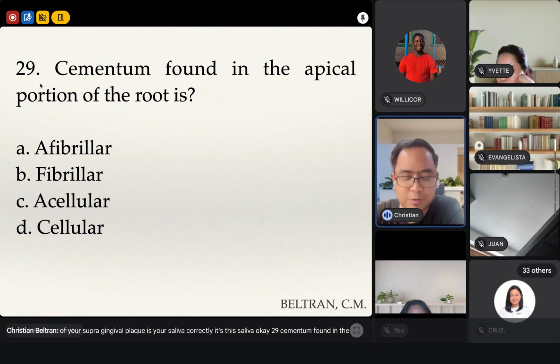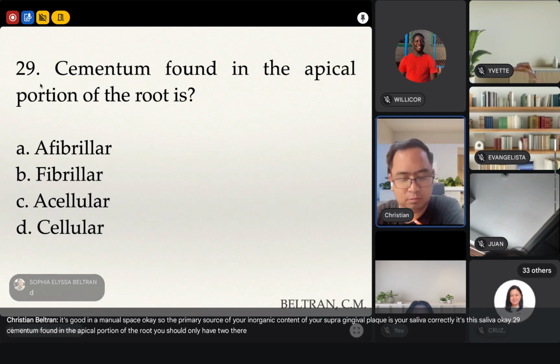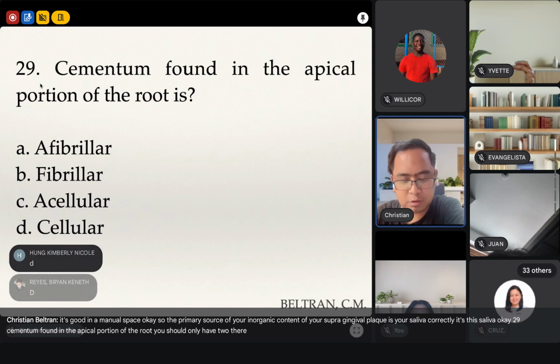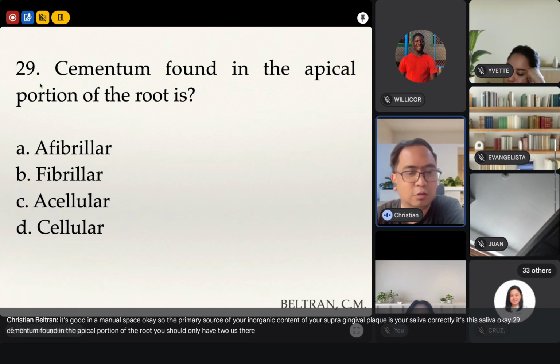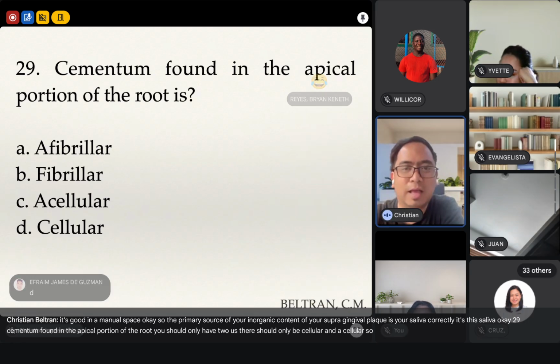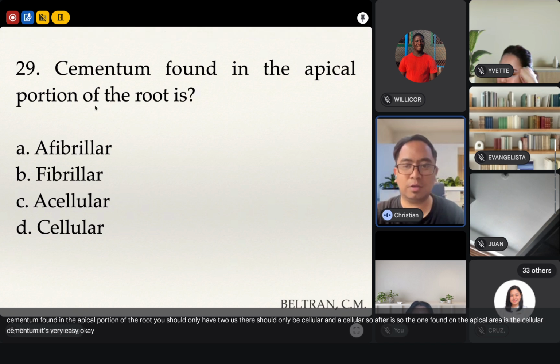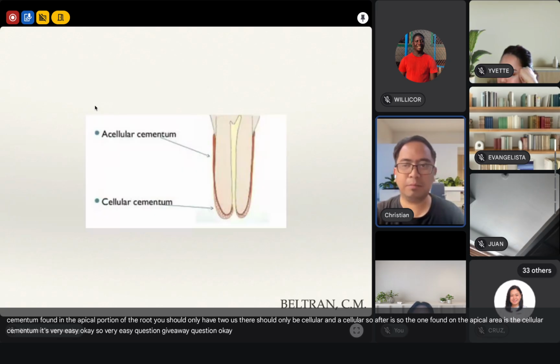29. Cementum found in the apical portion of the root. You should only have two choices there. Pag may sumagot ng fibrillar and afibrillar, uwi na tayo. Okay? So it should only be cellular and acellular. So the one found on the apical area is the cellular cementum. It's very easy. Okay? It's a very easy question. Giveaway question. Okay? And number 30.